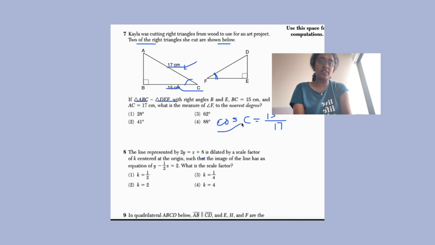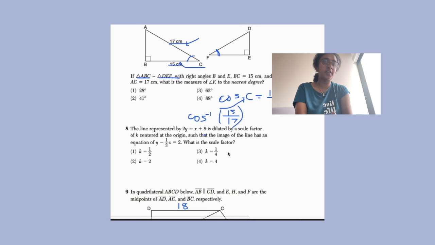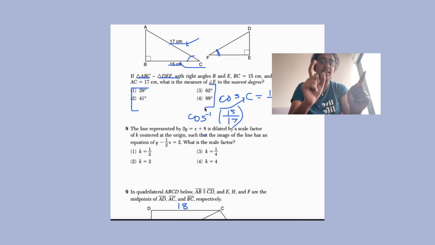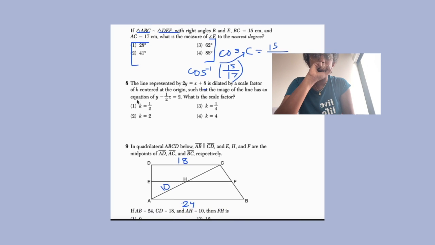And in order to get this angle measure by itself, you would need to do arc cosine, which is available on your calculator. So you do arc cosine of 15 over 17, and you will get your measure in degrees. Make sure that your calculator is set in degrees and not radians, because all of your answer choices are in degrees. Just keep that in mind. Okay, now let's move on to question 8.